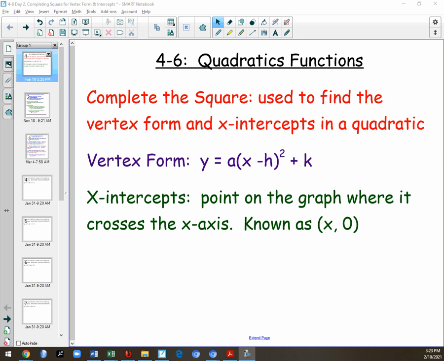Okay, today we're going to be talking about section 4.6, which is quadratic functions. Basically what we're doing here is we are going to complete the square on them. What does it mean to complete the square? It means that you are going to use it to find the vertex form as well as the x-intercepts.